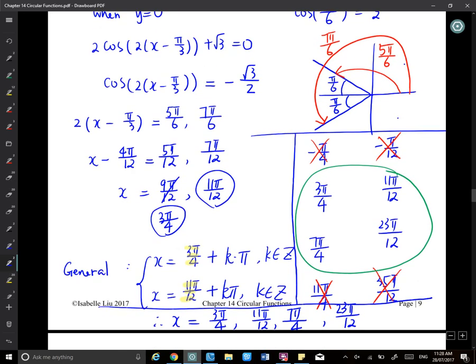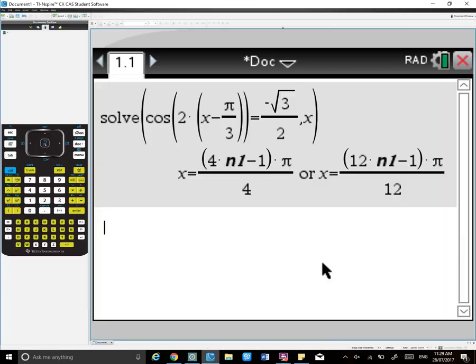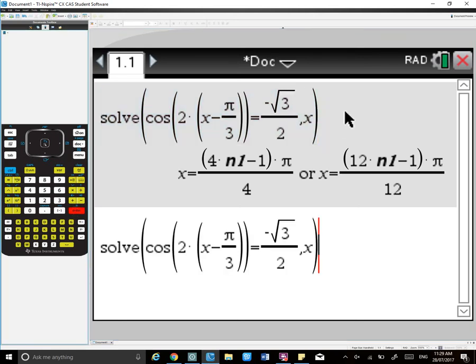You also need to know how to use the calculator to solve for specific solutions. You don't want the calculator to only give you a general solution and then try substituting 1, 2, 3, 4 to find the specific solutions. So what you need to do is, the calculator's here. I'll just copy this equation down. What's the domain for x? 0 to 2 pi.